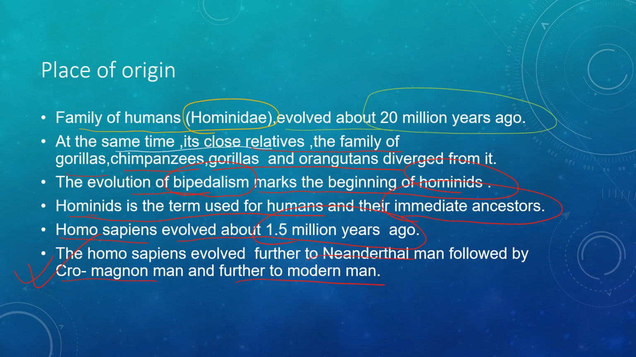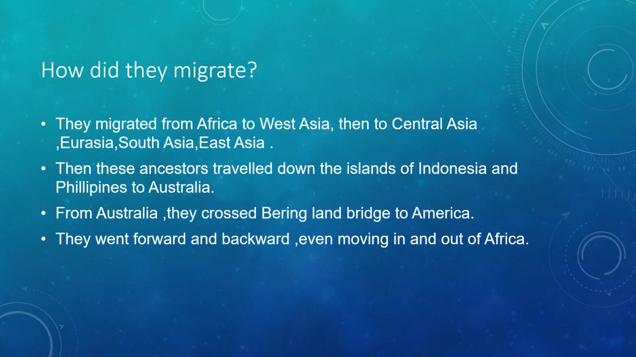So all are called hominids, from the immediate ancestors and the beginning of bipedalism, when they all started walking on their two feet. That is called the hominids. And the Homo sapiens evolved further from Neanderthal man and Cro-Magnon man to modern man. So let us start with this process. How did they migrate?